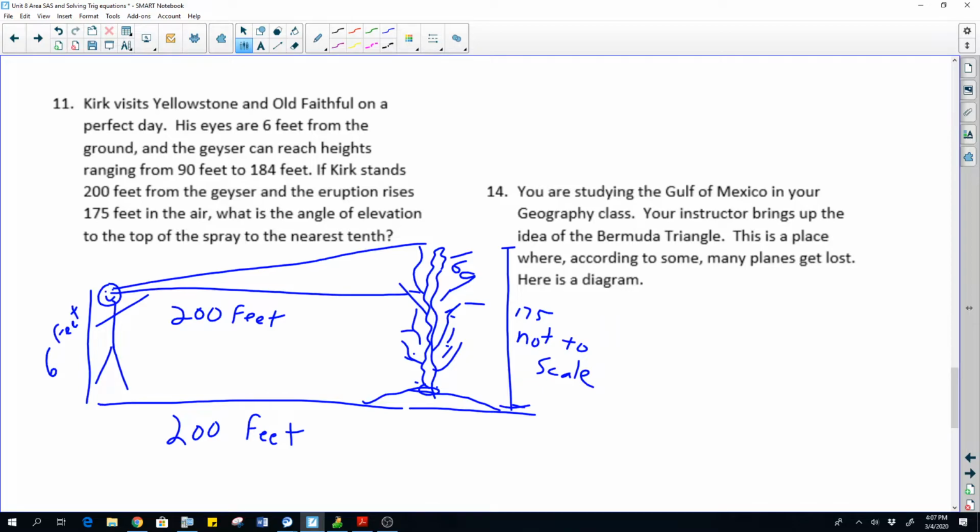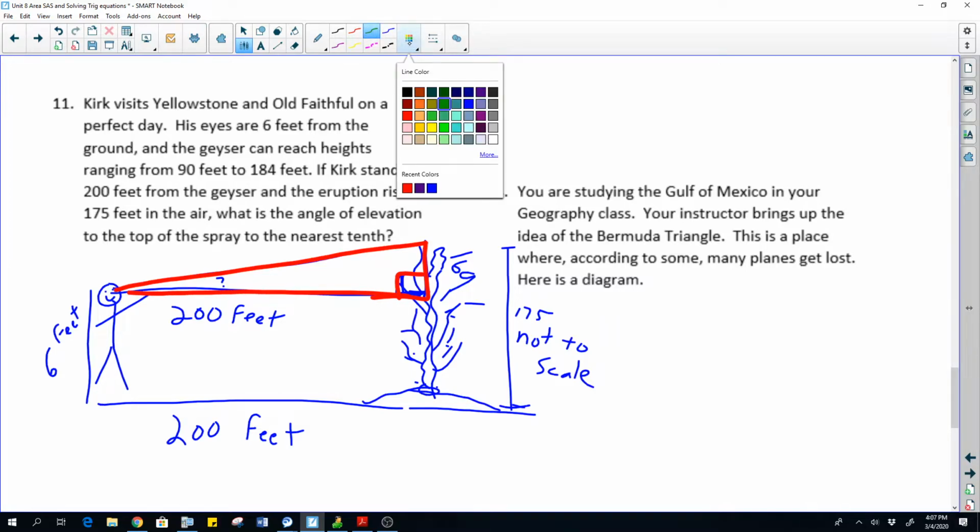His eyes are 6 feet off the ground. The geyser should reach this. Cool. Okay, so we're going to put a question mark. We want to know this angle. So if that's a triangle, 200 feet and 169 over there, we can find the angle if we know what these are labeled as. So this makes a right angle, right? Right here is our triangle. Should I do it in red? Okay, so there's our triangle. Nice. So we want to know that angle.